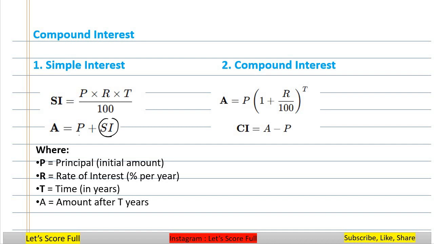Hello everyone. Today we are doing some exercise and practice questions for compound interest. Here is the quick revision.